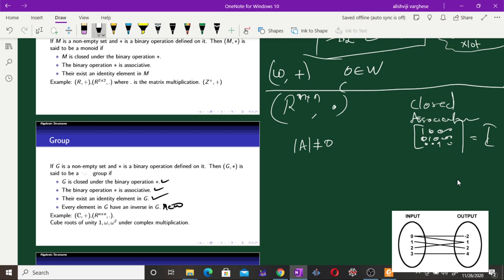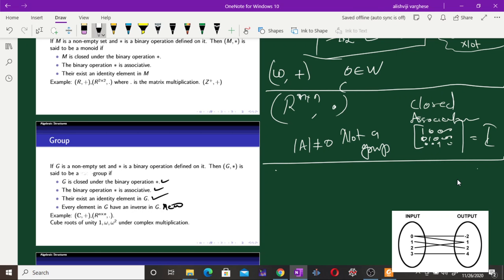So there are elements in R raised to n by n which have an inverse, but at the same time there are elements which do not possess any inverse, and therefore it is not a group. Before moving into our next definition, let us consider one more important type of group.